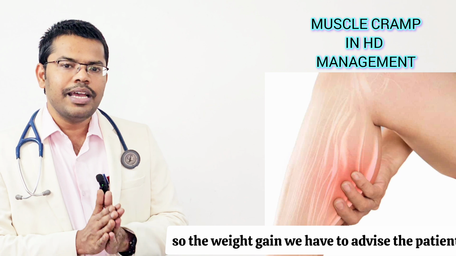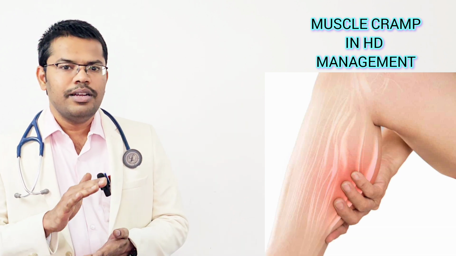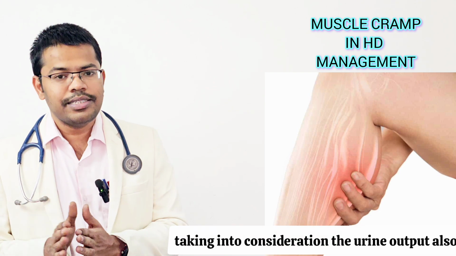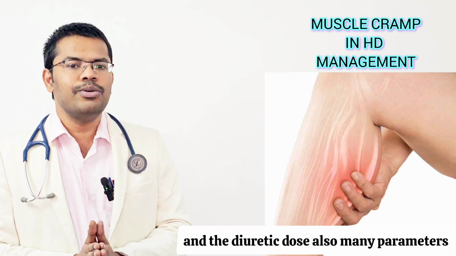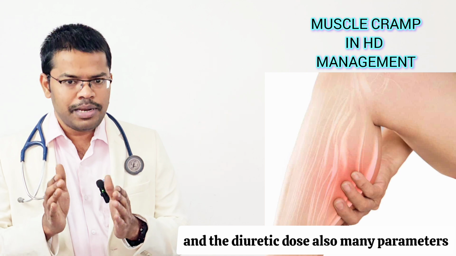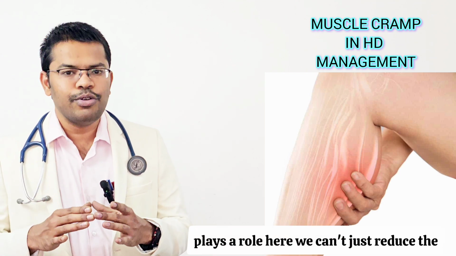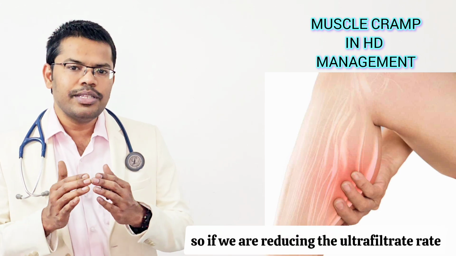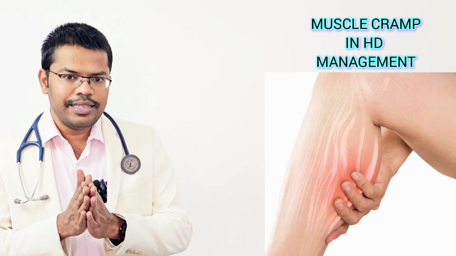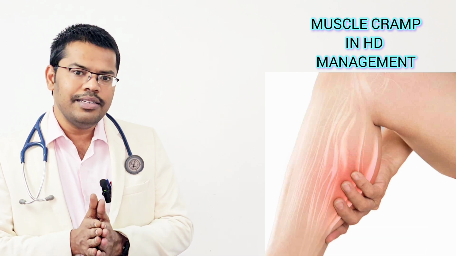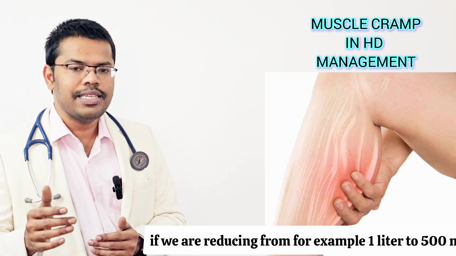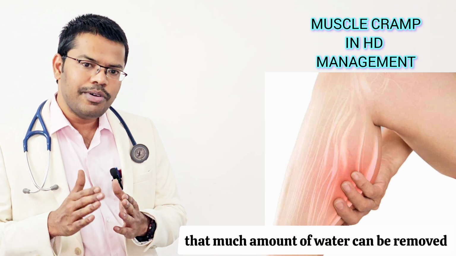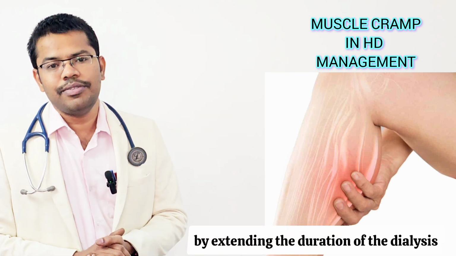So for the weight gain, we have to advise the patient to take limited fluid, taking into consideration the urine output also and the diuretic dose also. Many parameters play a role here. We can't just reduce the fluid rate. The patient might develop shortness of breath. So if we are reducing the ultrafiltrate rate, that is the water removed per hour, for example from 1 liter to 500 ml, that much amount of water can be removed by extending the duration of the dialysis.